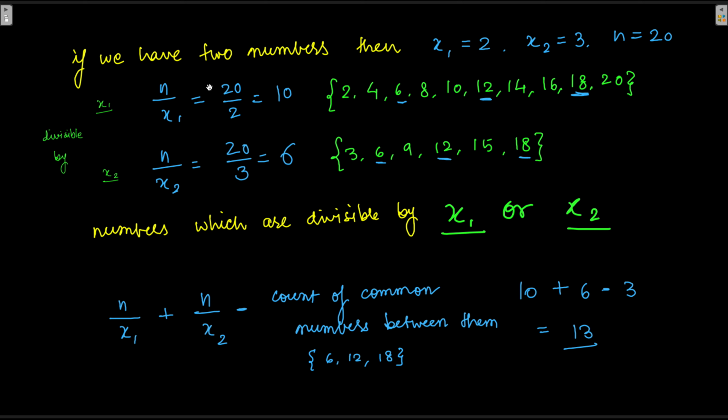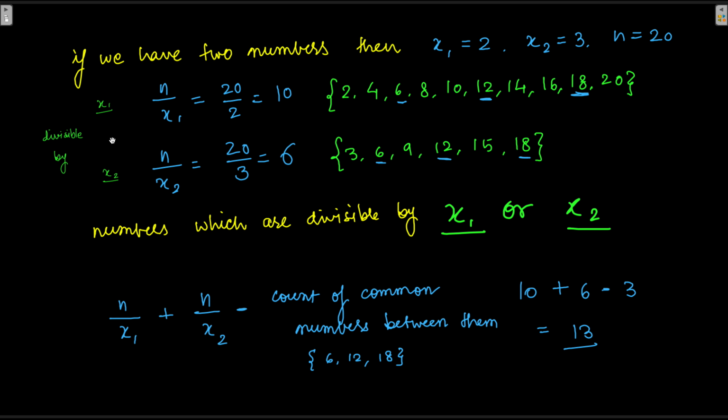Let us take two numbers in place of just one number this time. Earlier we had x as 3. This time we are going to take x1 as 2 and x2 as 3. So if we wanted to calculate the number of integers which are divisible by 3 and less than 20, then our answer is going to be 6.